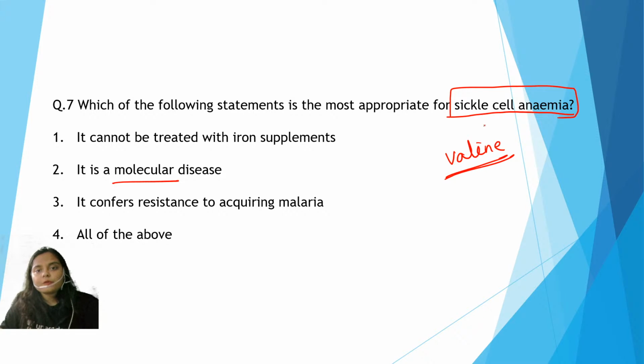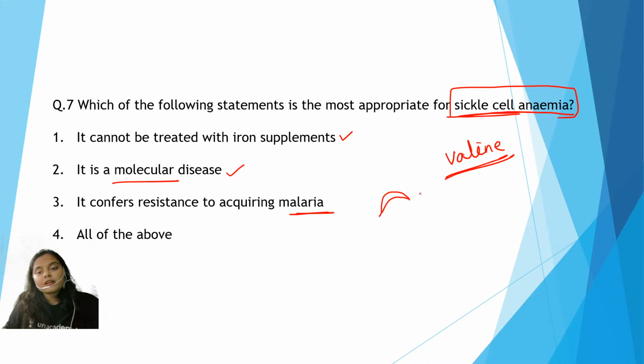Now we know that sickle cell anemia is a hereditary disorder. It cannot be treated with iron supplements, so this is a right statement. It is a molecular disorder because it involves mutations, right? It involves mutation. Now, it confers resistance to acquiring malaria, yes, because the RBC is sickle shaped.